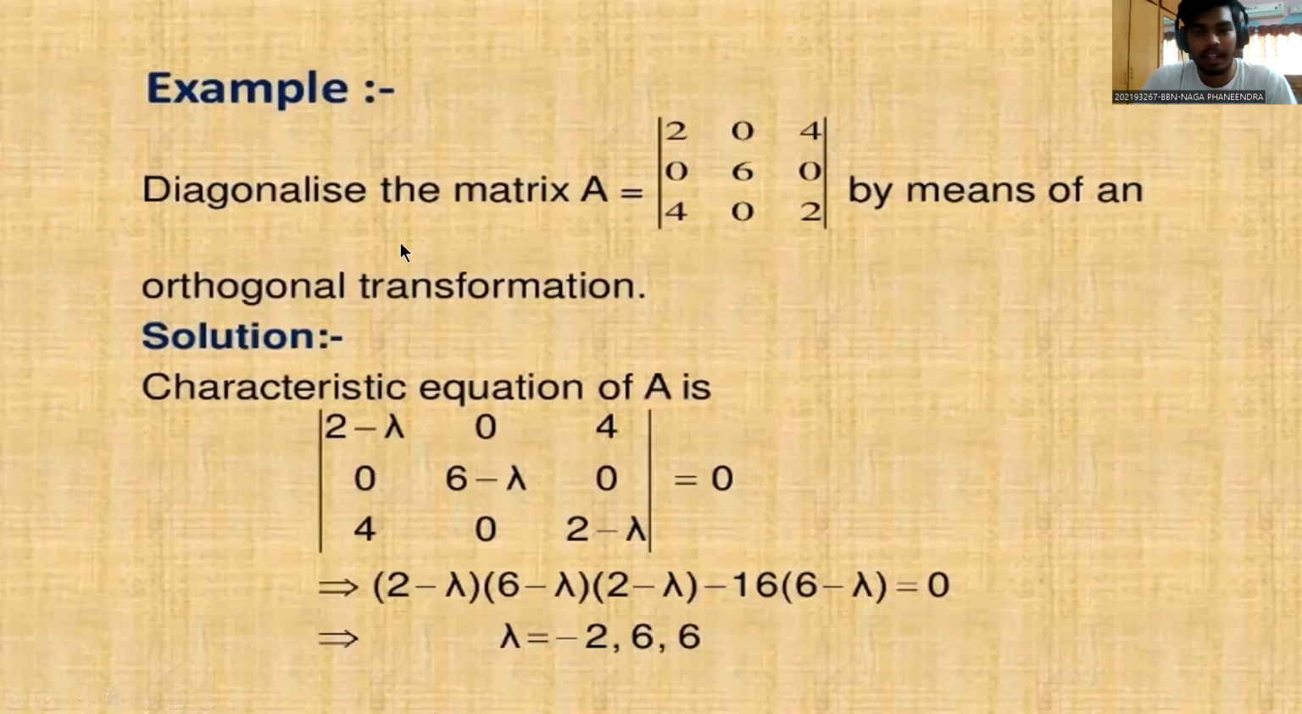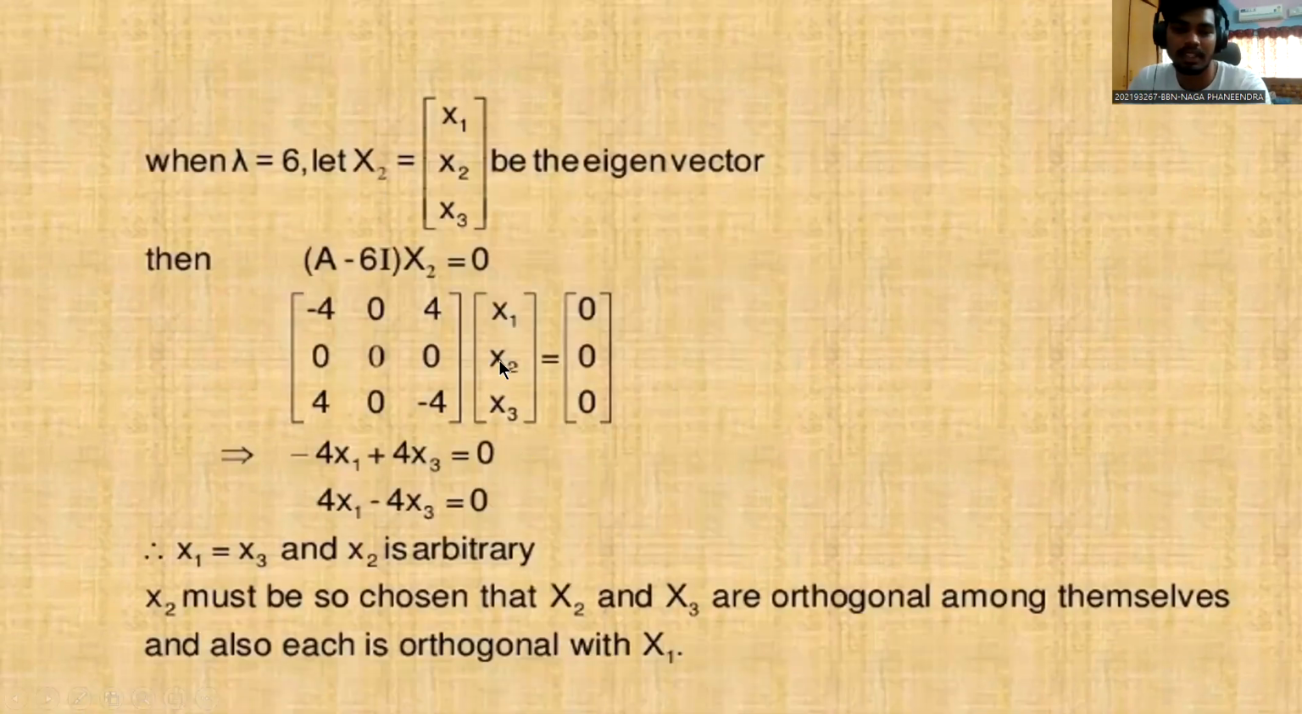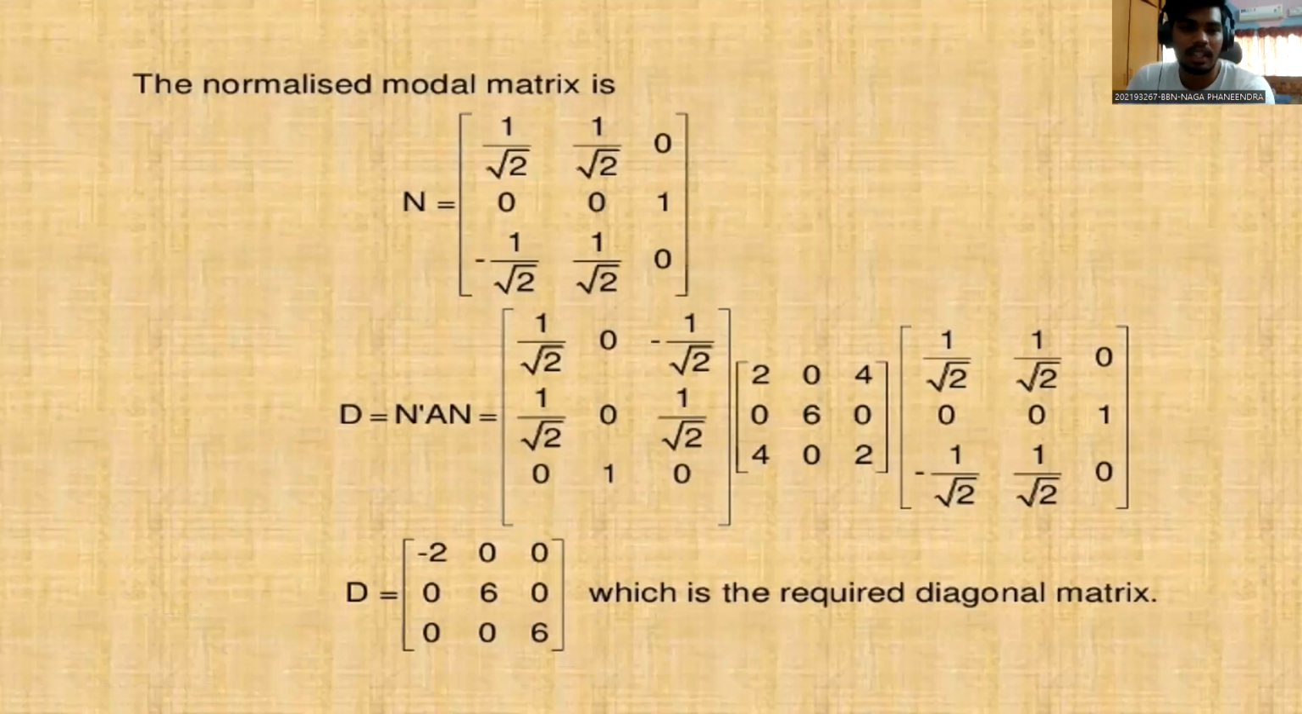Example: diagonalization of a matrix. If you diagonalize this matrix by using the lambda values, you find the three eigenvectors, place them in this form, and again find the model matrix. Here we have it in the form of a root, which is also okay, but 2, minus 2, 6, 6 is the required diagonal matrix at the end.